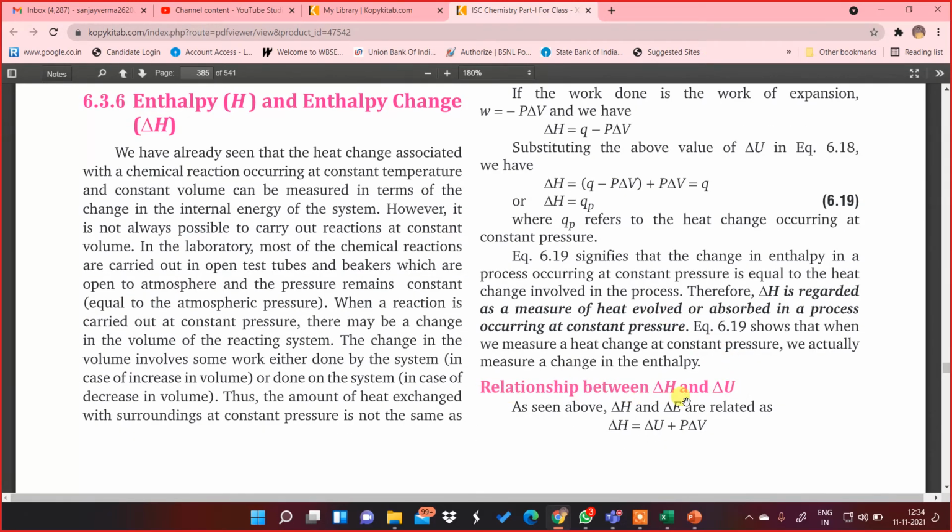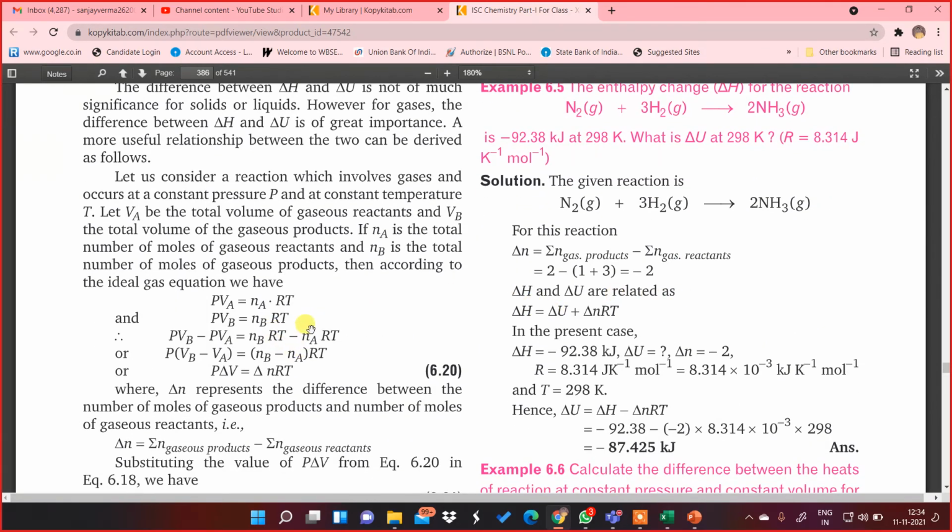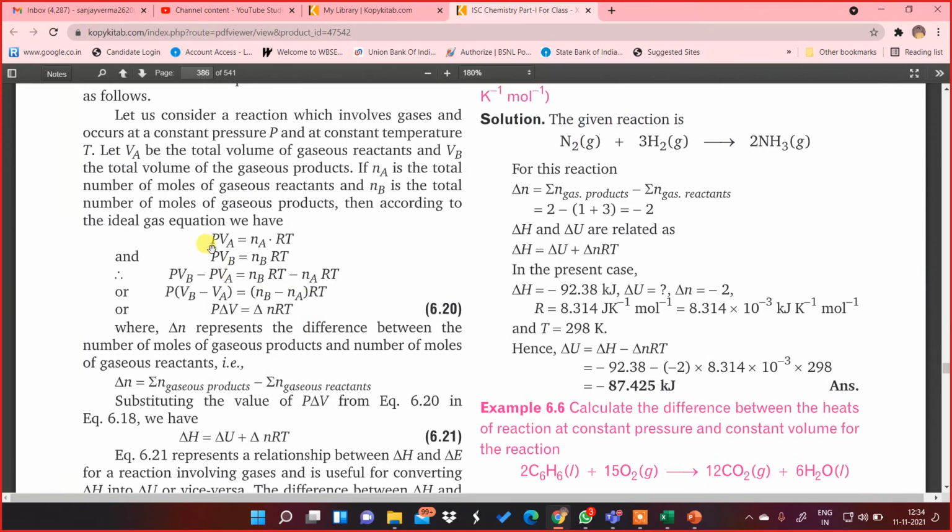And then the relationship between delta H and delta U. Learn this relation directly. Delta H is equal to delta U plus P delta V. Then working with this relationship over here, using the ideal gas equation, VA is the total volume of gaseous reactants and VB is the total volume of gaseous products. nA is the total number of moles of gaseous reactants, and nB is the total number of moles of gaseous products. So according to the ideal gas equation, we can write two equations over here. PVA is equal to nART, PVB is equal to nBRT. So subtracting them, PVB minus PVA is equal to nBRT minus nART.